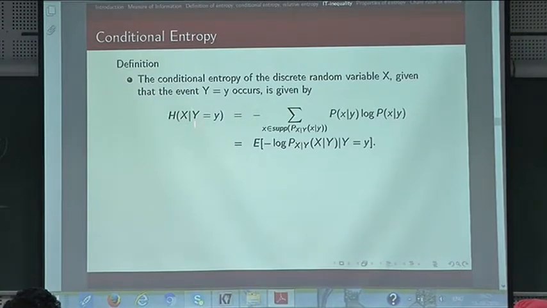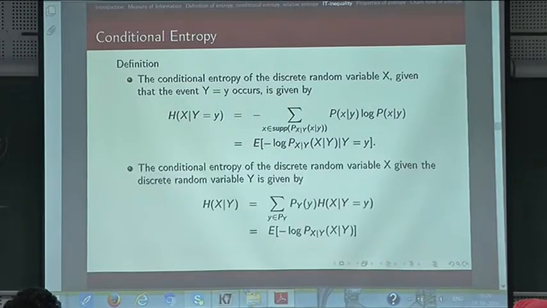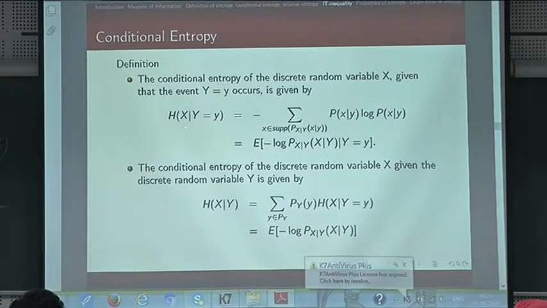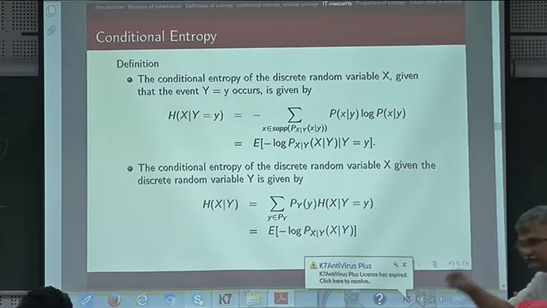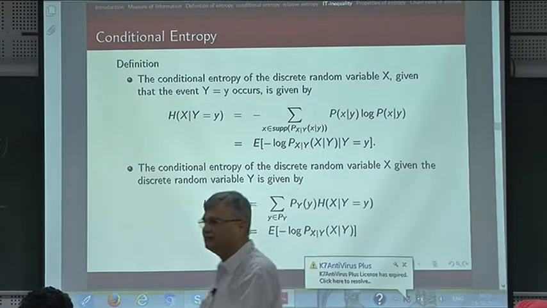So, Hx given that capital Y is equal to y. Again following from the definition, minus Pxy given log Pxy, and again expectation, that comes out to be this. Similarly, this was for a specific event, we can define it more generally. The conditional entropy of the discrete random variable x given the discrete random variable y. So, here we are not saying a specific y, we are saying in general y is known. So, then we define it as Hx given y. Both of these are conditional entropies. In one case we are saying that the outcome is a specific event, in the second one we are saying the outcome is known.